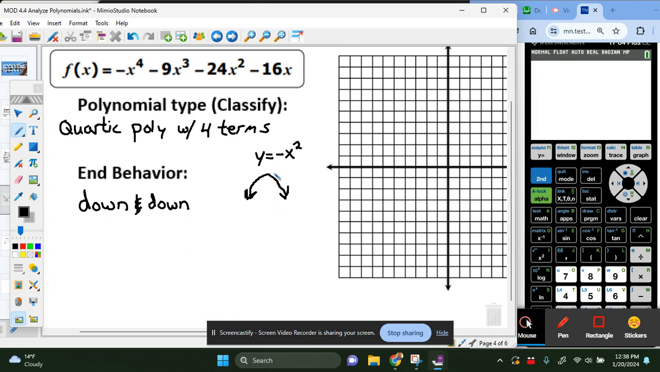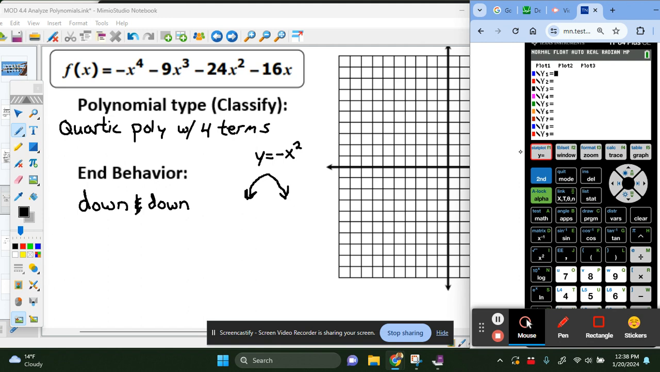Okay, let's graph this. And this time I'm going to use the TI-84 calculator to graph it and find all the important points here. So I'll hit y equals, and I will just plug in this function here.